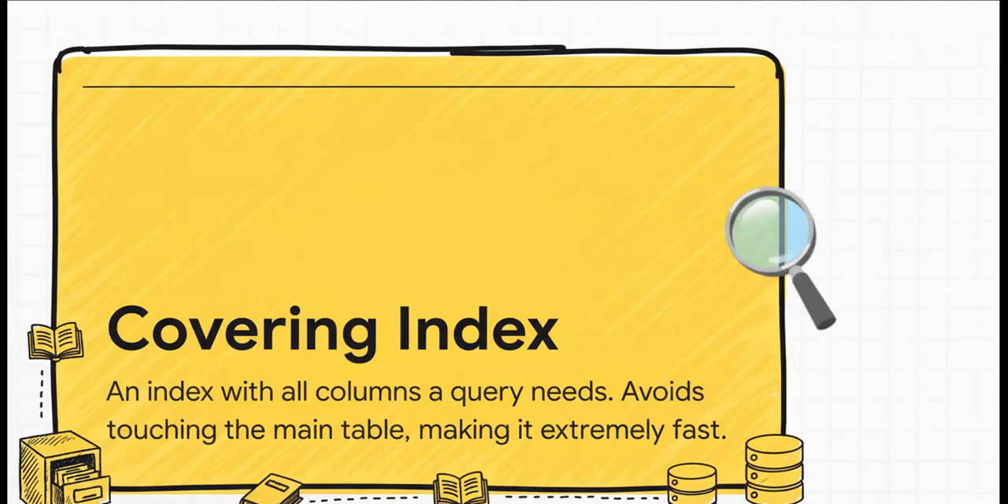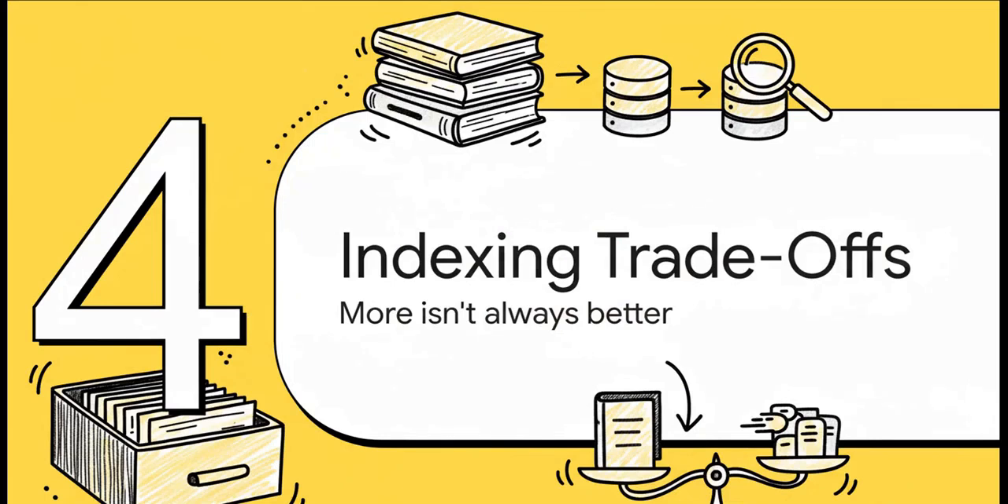And this is the ultimate trick for efficiency. Imagine the library's card catalog didn't just have the book's location, but also had a full summary printed right on the card. If that summary was all you needed, you wouldn't even have to walk to the shelf. That's exactly what a covering index does. It has all the data the query needs, so the database doesn't even touch the main table. It's just unbelievably fast.